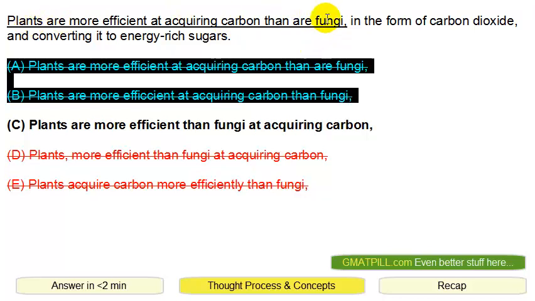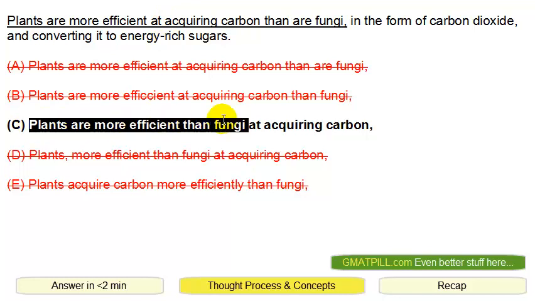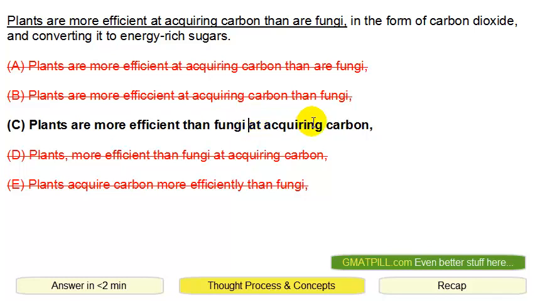What you're trying to say is you want to compare plants and fungi directly, and more specifically, you want to compare their ability to acquire carbon. And C does that perfectly by directly comparing plants and fungi and then mentioning their ability, right? Plants are more efficient than fungi at this particular ability, at acquiring carbon, comma, in the form of carbon dioxide. So carbon in the form of carbon dioxide makes sense, and that's why this flows properly to the second half of the sentence, and it also properly compares apples with apples. And that's why answer choice C is correct.